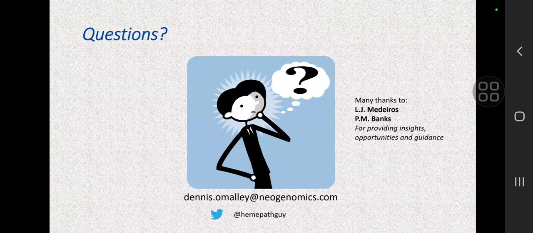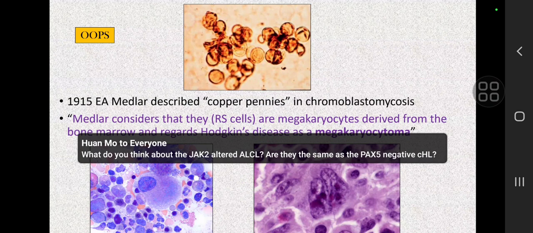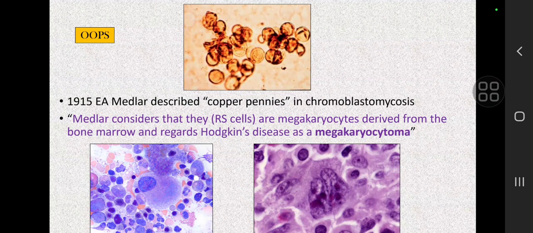Who's cookies? Who identifies as cookies? That's funny. What do I think about the JAK2 altered ALCL? Are they the same as PAX5 negative CHL? I'm not sure how you mean that, Professor Mo. JAK-STAT pathway stuff. Are you suggesting that because they're JAK2 altered they downregulate certain T cell associated markers? Cookies, yeah, but who are you, cookies?